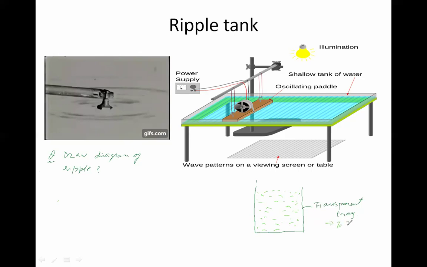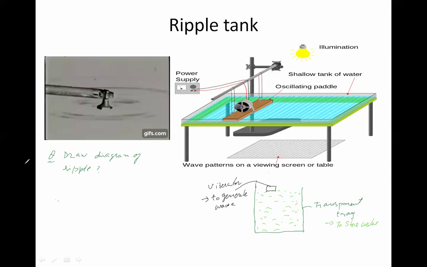Now, next, in order to generate the wave, we need a vibrator. Look at this one, just like a brick. And you say, what is this? It is a vibrator. And what is the function of the vibrator? To generate waves.